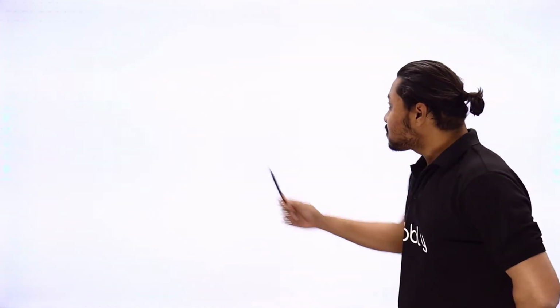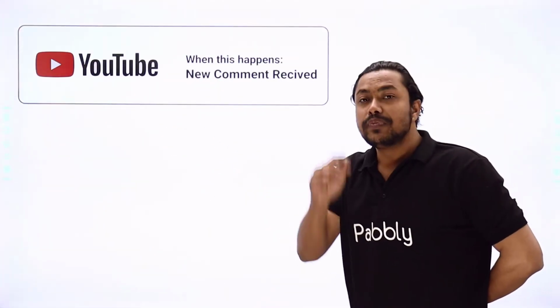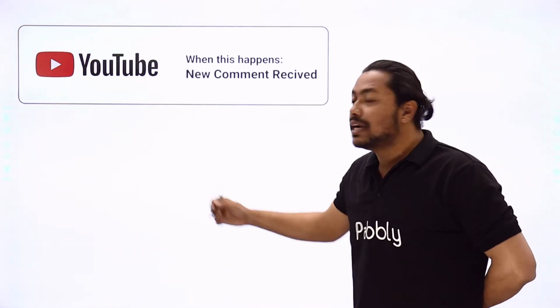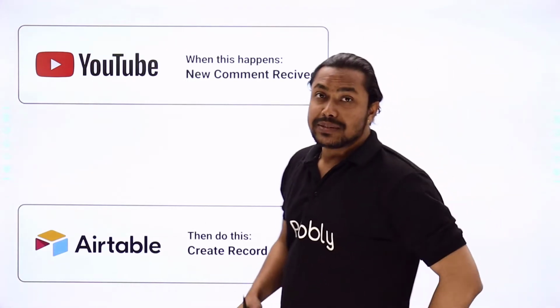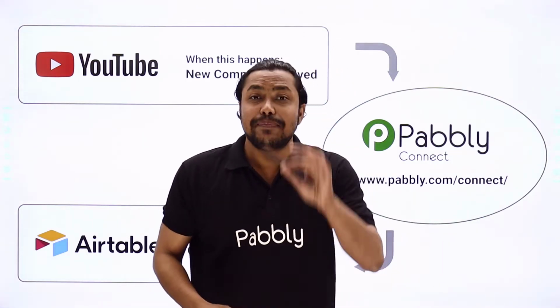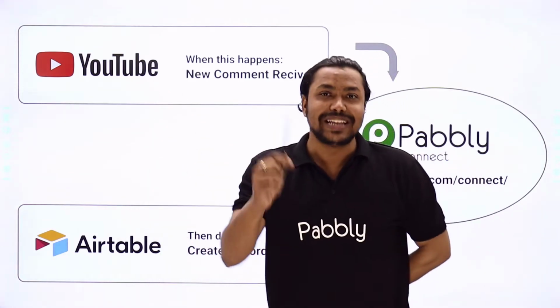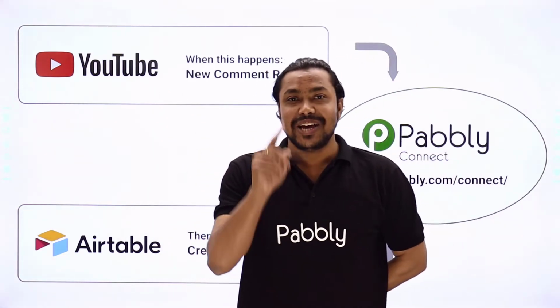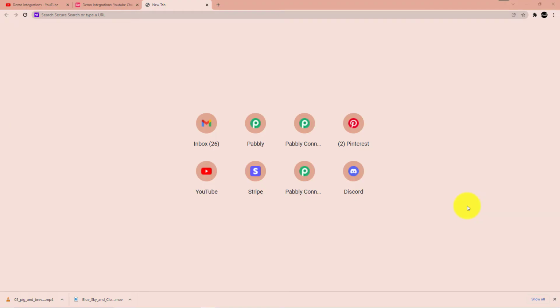So what we are going to do now, first we are going to receive a new comment from YouTube, and then that new comment, or I should say those new comments, will be shared to our Airtable database. Now, to do that, you have to use an integration and automation service, Pabbly Connect. And Pabbly Connect will help us connect our YouTube and Airtable together. So, to learn that, you have to come with me to the screen. And this is our screen.